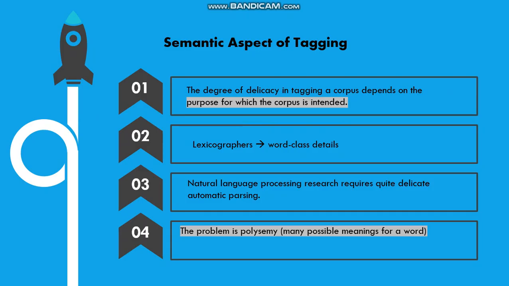Okay, so the third component of corpus annotation and processing is the semantic aspect of tagging. What makes semantic tagging different from the other types, lemmatization and word class tagging, is that semantic tagging considers what is called the intended meaning as well. Intended meaning. So sometimes it's going to be confusing because a single word can be a polysemy word, and that means it has several meanings.